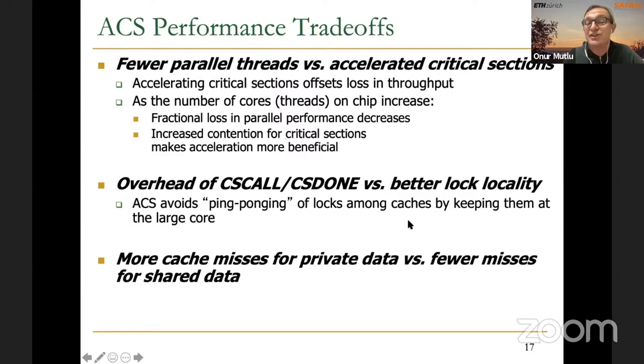Yes, the overhead of CS call and CS down signals that you need to communicate, but better lock locality actually trumps the overhead. Why? Because if you think about ping-ponging, it's really bad, right? Assume that you have 16 small cores, and each small core gets to the critical section a similar number of times.